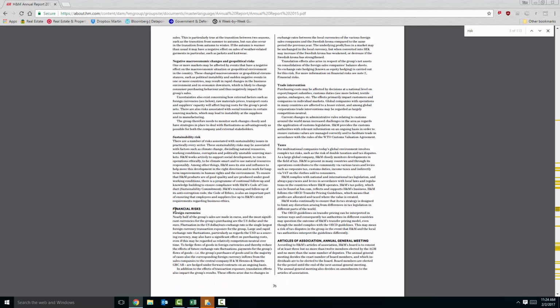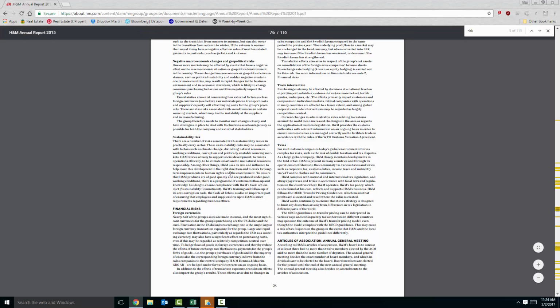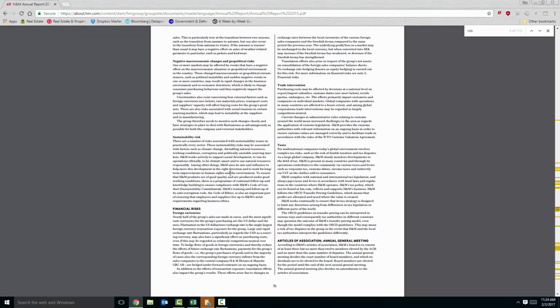Underneath, we also have some discussion of some major financial risks: foreign currencies, trade intervention, and taxes. All three are quite important in terms of their financial risk exposure. Again, this is part of the administration report, so this is not technically part of the financial report, which is later on, page 92, 93. So they have risk disclosures in two sections, and this one has more to do with their operational end.